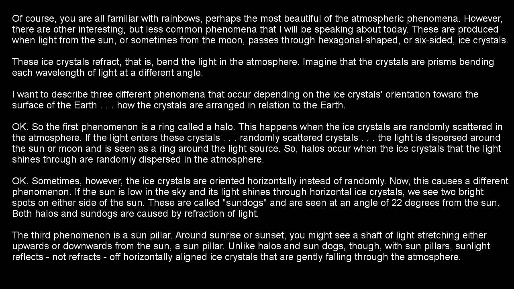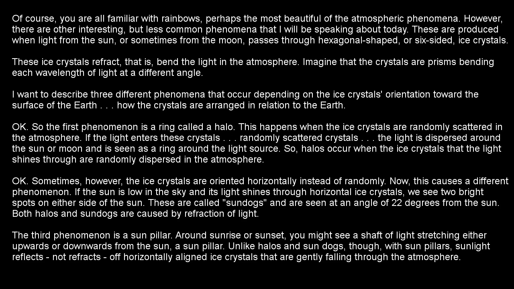I want to describe three different phenomena that occur depending on the ice crystal's orientation towards the surface of the Earth. How the crystals are arranged in relation to the Earth. Okay, so the first phenomenon is a ring called a halo. This happens when the ice crystals are randomly scattered in the atmosphere.